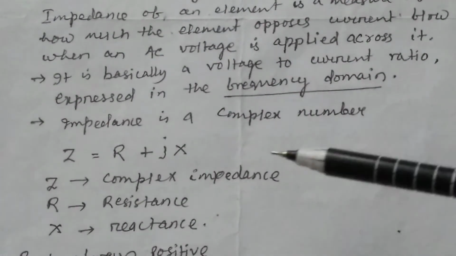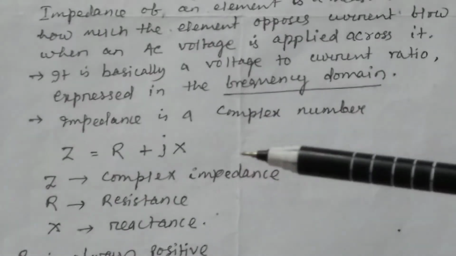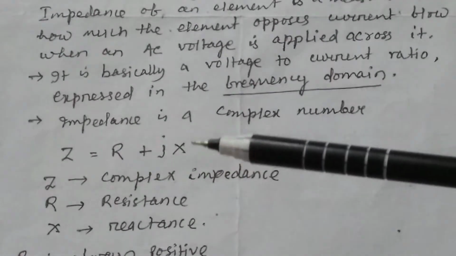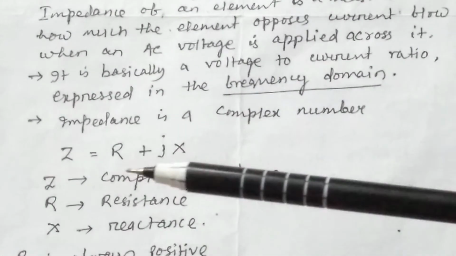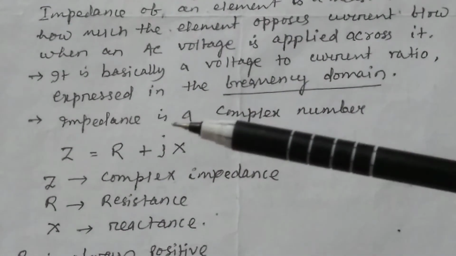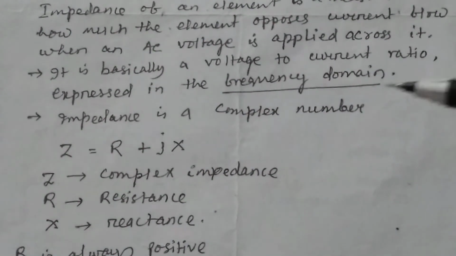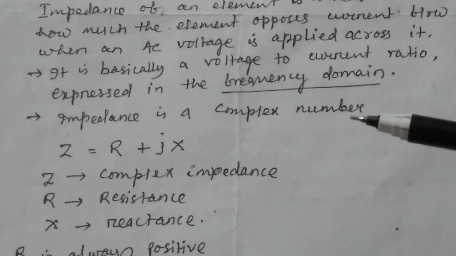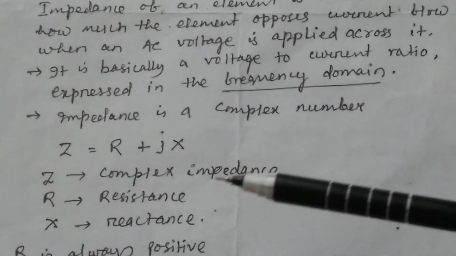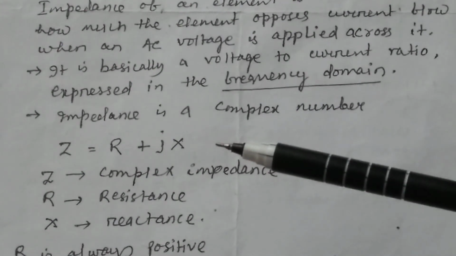And why is it called complex impedance? Because it is a complex number. And remember, for resistance there is no complex part, there is only a real part. For the inductor and the capacitor, you have the complex part. So when we talk about complex impedance in AC, it means the reactance offered by the inductor and the reactance offered by the capacitor.